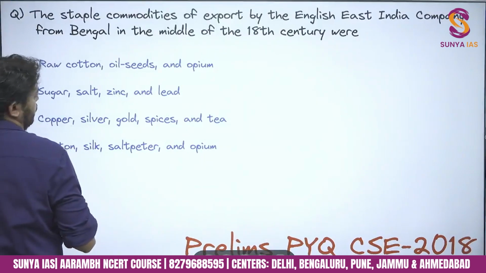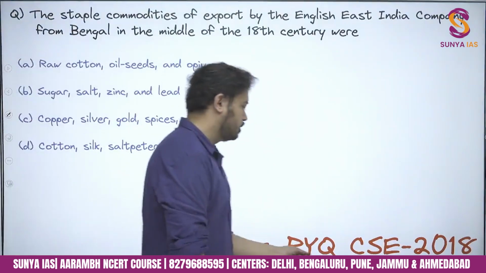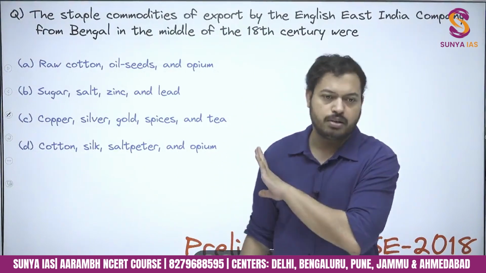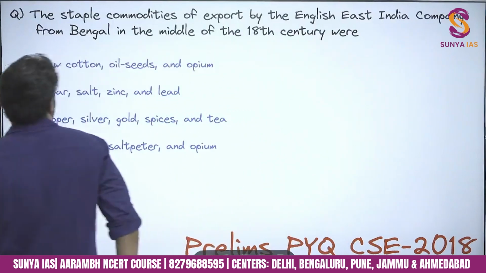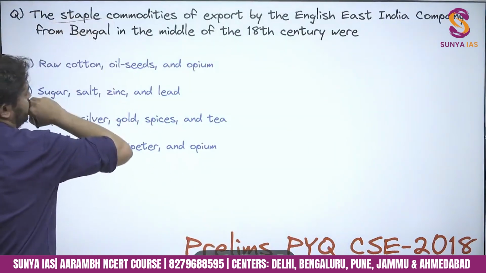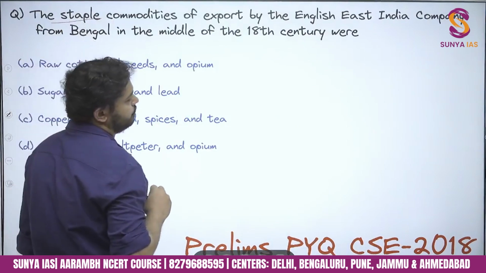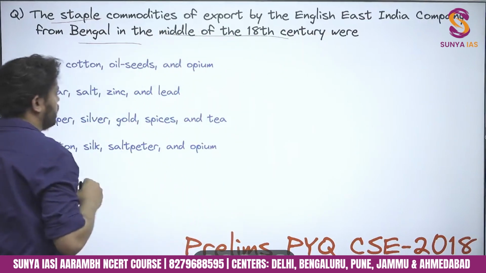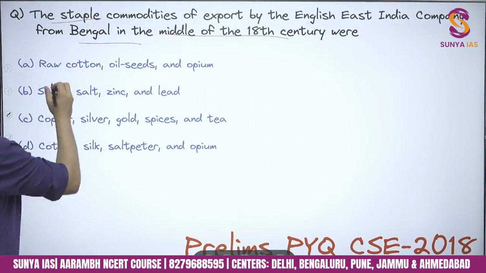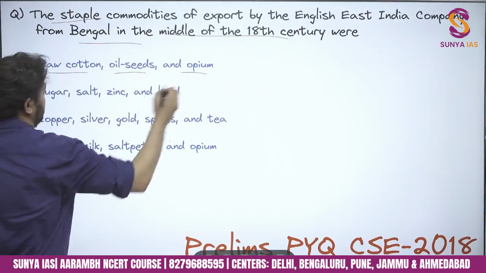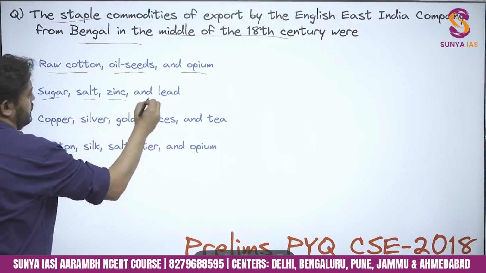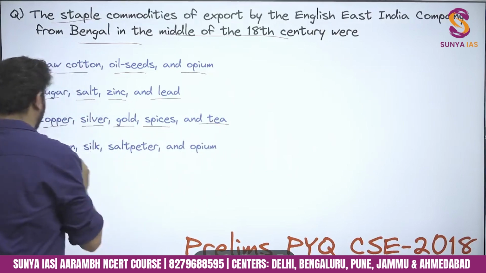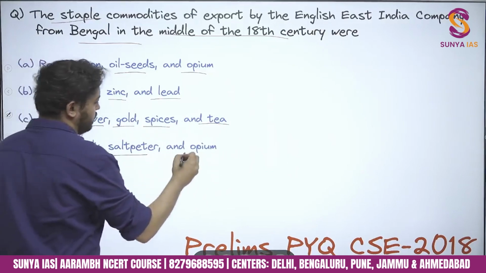Now let's see one of the questions asked in CSE PYQ 2018, and if you have seen the past two slides, you will be able to answer it. The question was: the staple commodities of export by the English East India Company from Bengal in the middle of the 18th century were what? The options are: raw cotton, oil seeds and opium; sugar, salt, zinc and lead; copper, silver, gold; spices and tea; cotton, silk, saltpeter and opium.